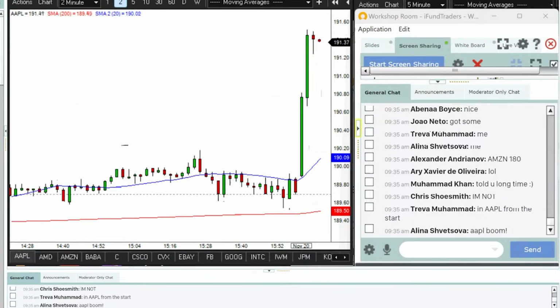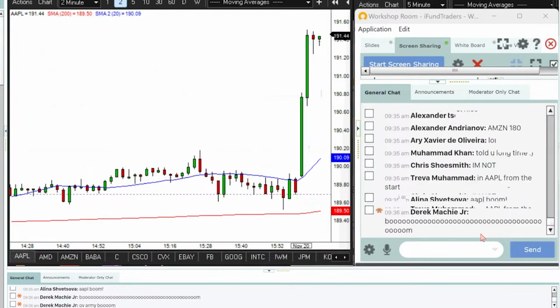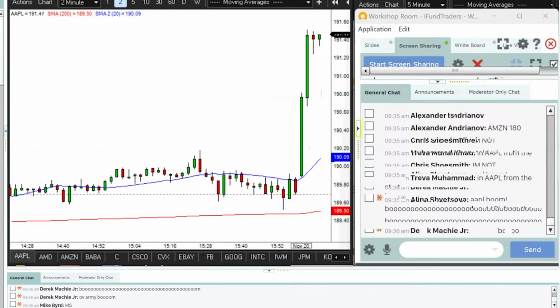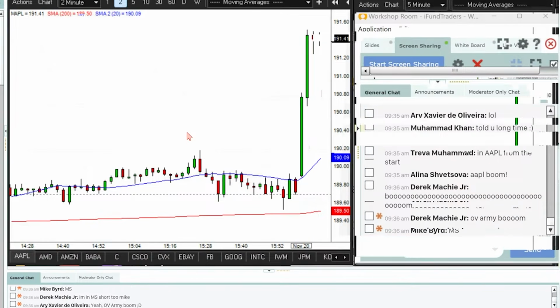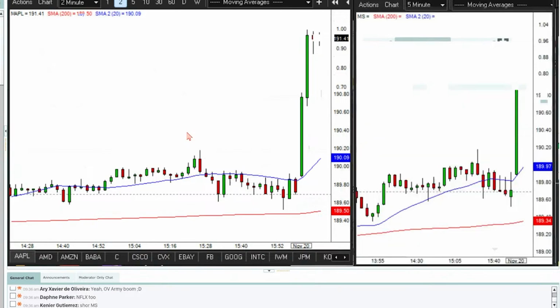And, you know, I love when a lot of you are in the same play because it tells me that you're thinking the same way. You are approaching things with a method. It's not guessing. You're not winging it. You know what you're doing. You're trading like a freaking coordinated army. The OV army. Yeah, I like it. Beautiful. Boom. OV army. Yeah. All right.